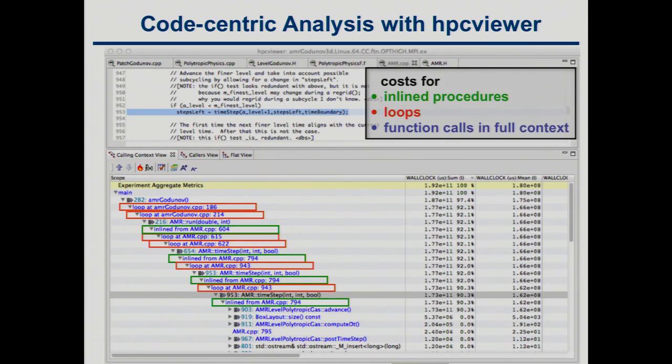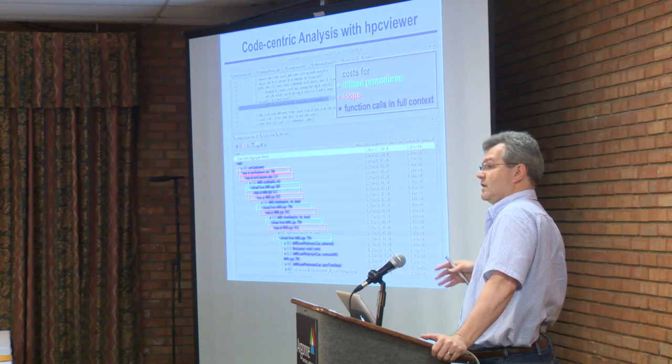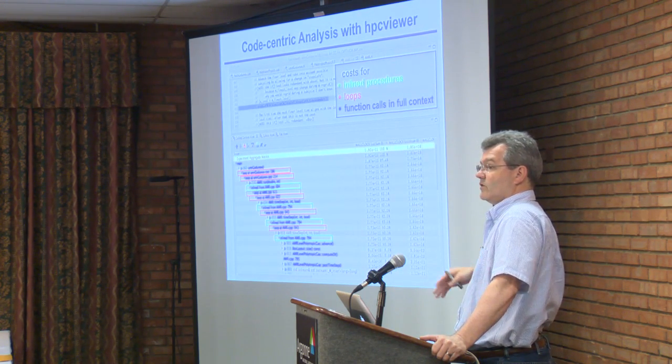So I mentioned that not only do we have call chains here, we also have loops, and we also have inline procedures. This is something that you kind of get for free. Our HPC struct utility is analyzing the application binaries. It's figuring out where inline code is, figuring out where the loop nests are, and then overlaying that over the dynamic call chain that we've recorded.